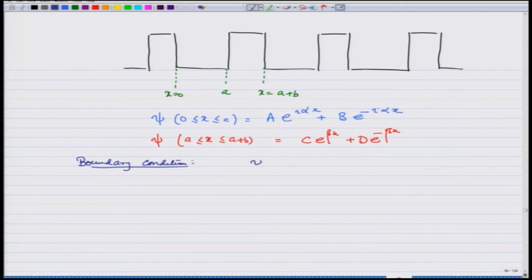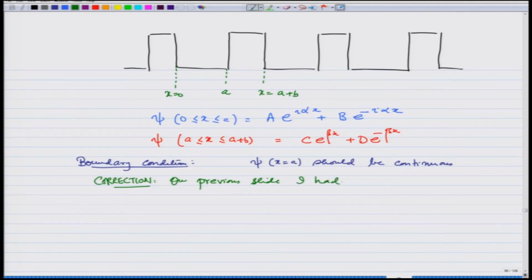We get that psi at x equals a should be continuous. Just a correction on the previous slide: I had written psi x between a and b. That was not correct. It is actually psi between a and a plus b. So, this should be corrected. I have corrected this in red out here.